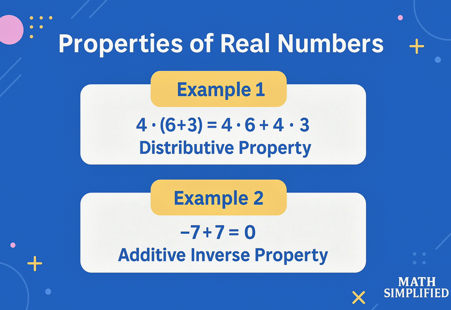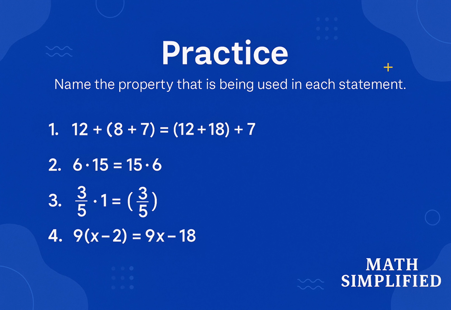Okay, so now practice. Name the property as being used in each statement. (12 plus 8) plus 7 equals 12 plus (8 plus 7). So you see how we change what's inside the parentheses and what's outside? That's just associative property. Just think of associative property as what we change in the inside of the parentheses and what we change on the outside of the parentheses, okay?